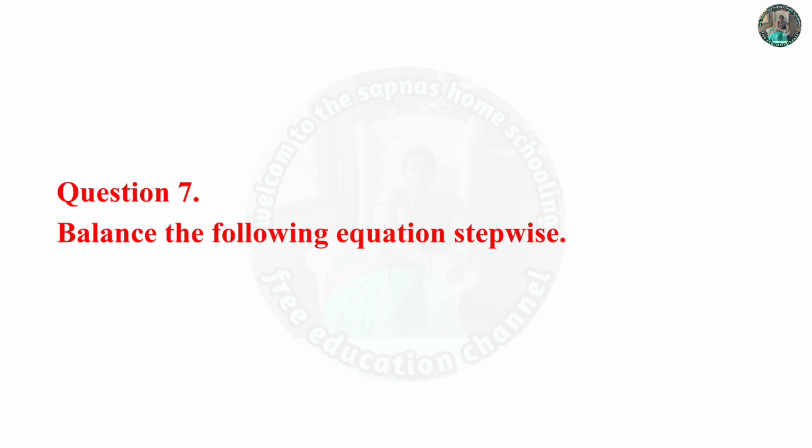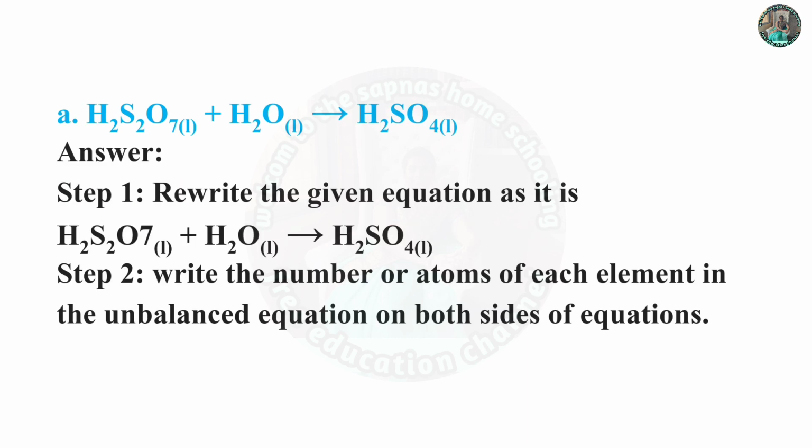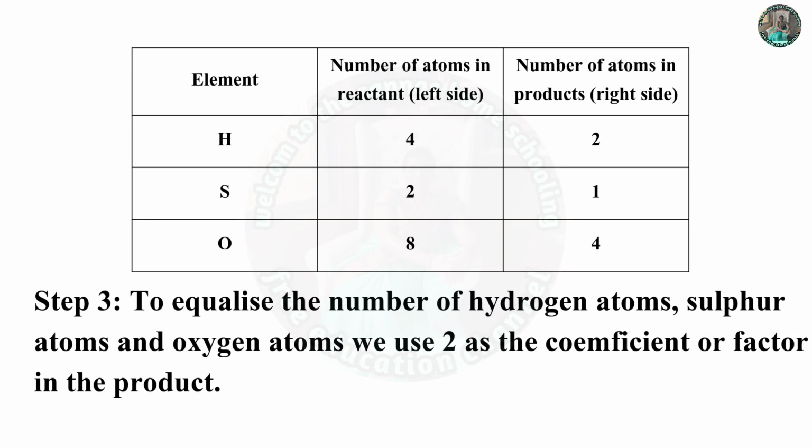Question 7. Balance the following equations stepwise. A. H2S2O7 + H2O = H2SO4. Step 1. Rewrite the given equation as it is. Step 2. Write the number of atoms of each element in the unbalanced equation on both sides of the equation. So we have to prepare this chart: on one side the element, then the number of atoms in the reactants and the number of atoms in the products. Step 3. To equalize the number of hydrogen atoms, sulfur atoms and oxygen atoms, we use 2 as the coefficient or factor in the product.